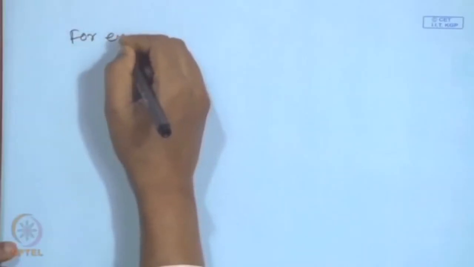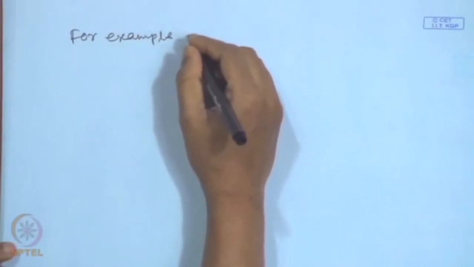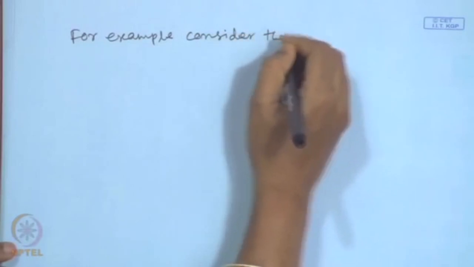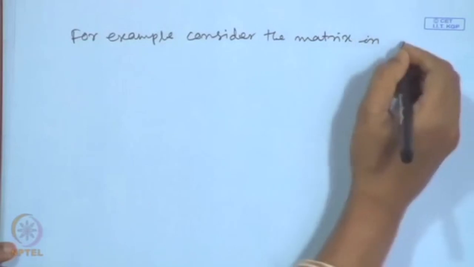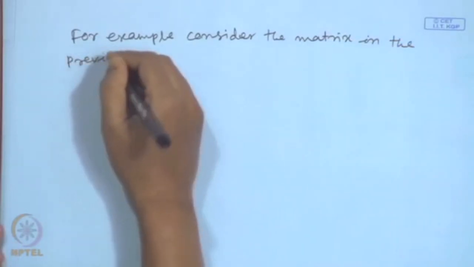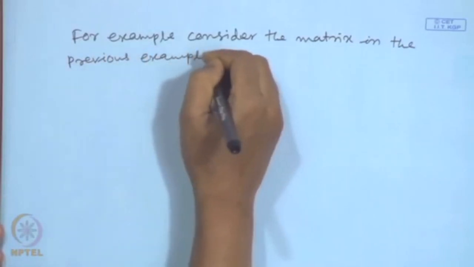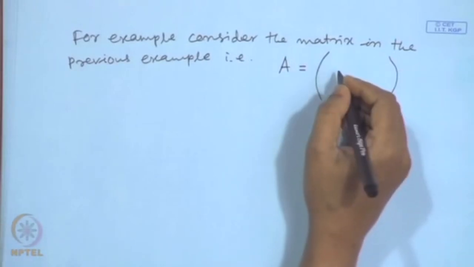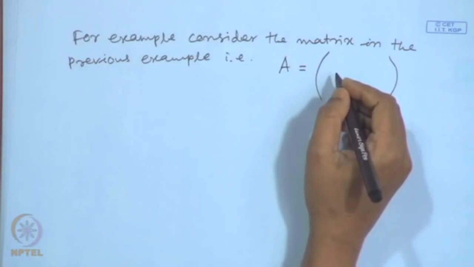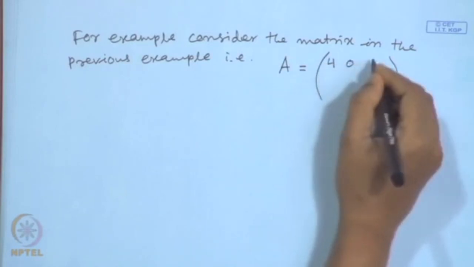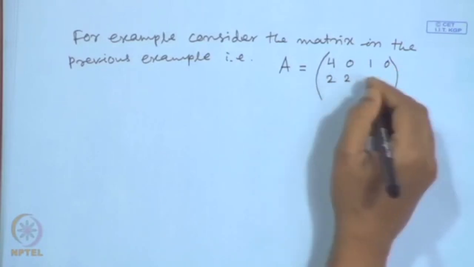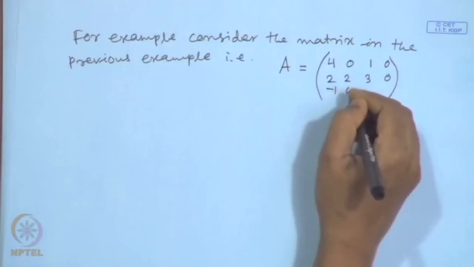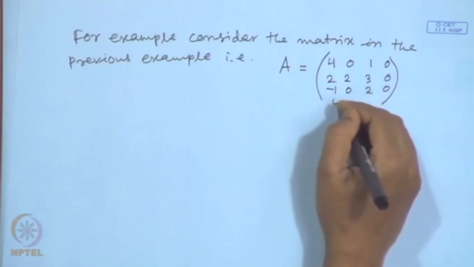Next we will take one example. For example, we consider the matrix in the previous example, that is, A is this matrix: 4 0 1 0, 2 2 3 0, minus 1 0 2 0, 4 0 1 2.